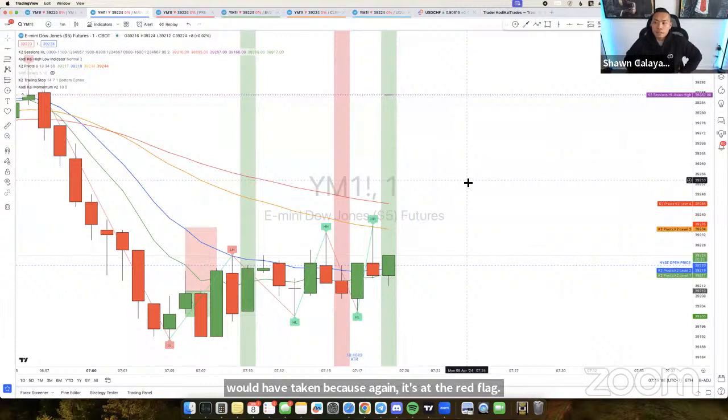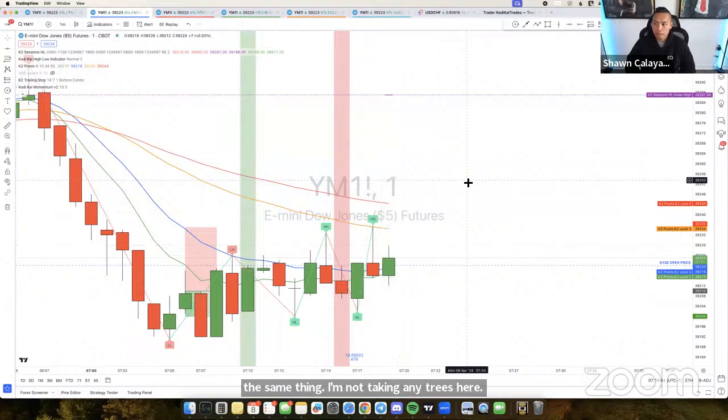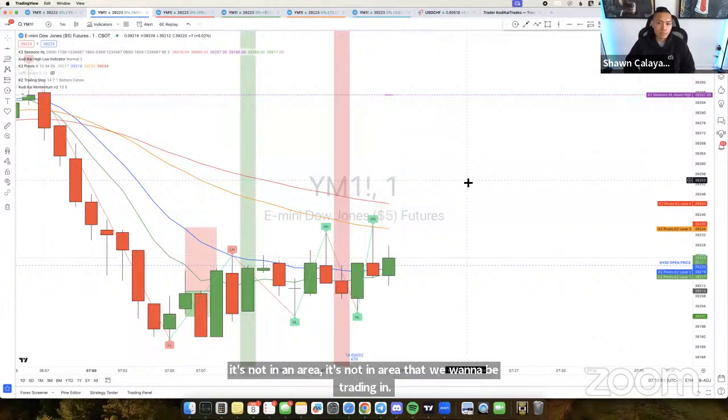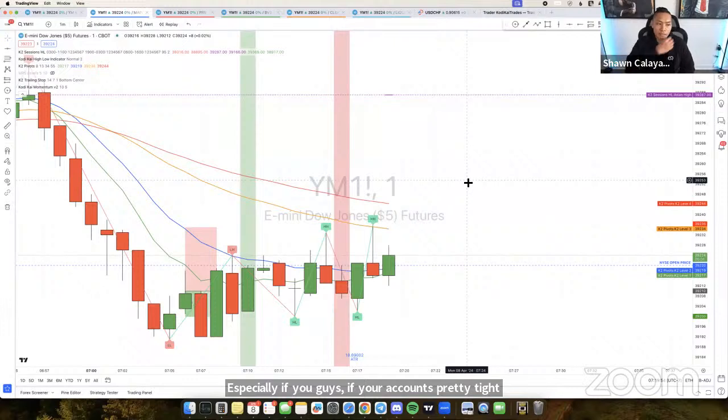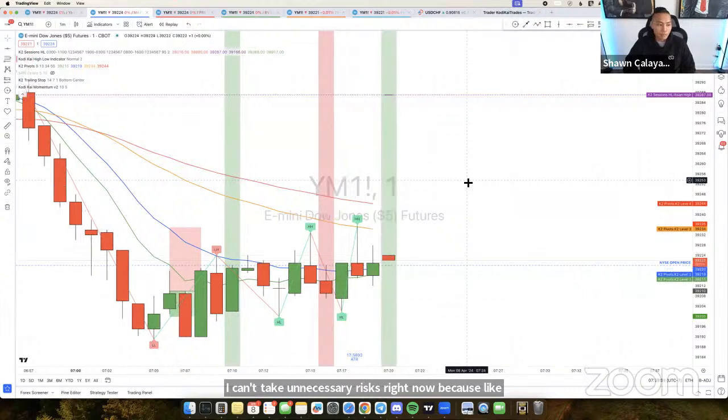Yeah, Maddie said not risking this. He's sitting. I'm doing the same thing. I'm not taking any entries here because it's not in an area that you want to be trading in. Especially if your account's pretty tight right now. For example, my accounts are tight. I can't take unnecessary risks right now because one mistake will set me back a bit, and it's not really worth the risk.